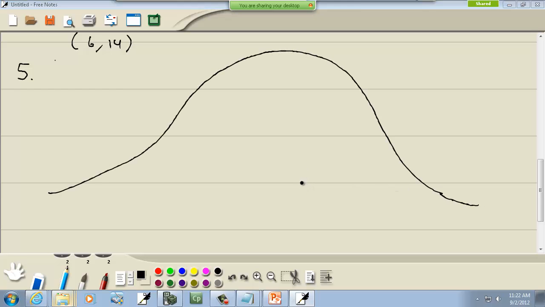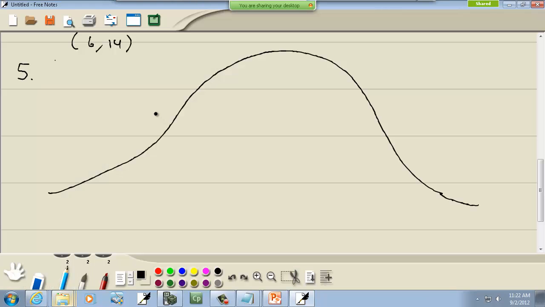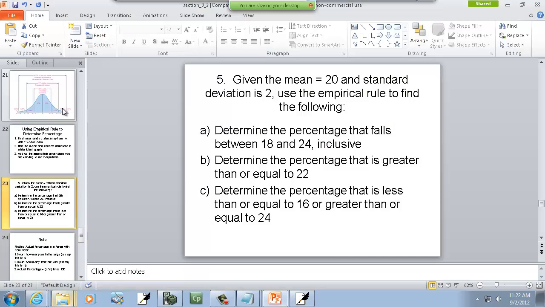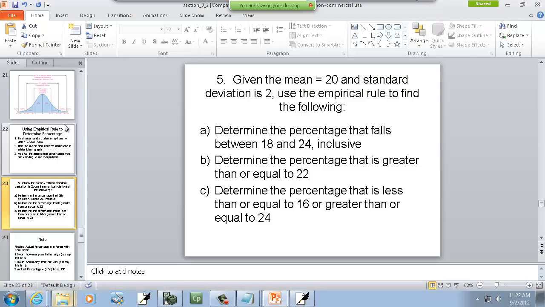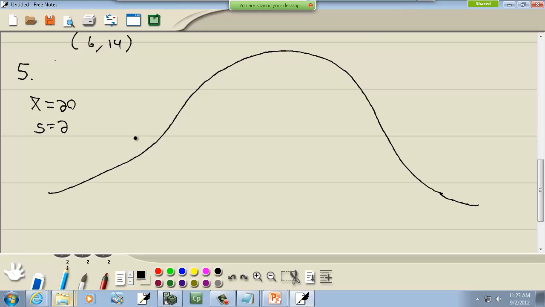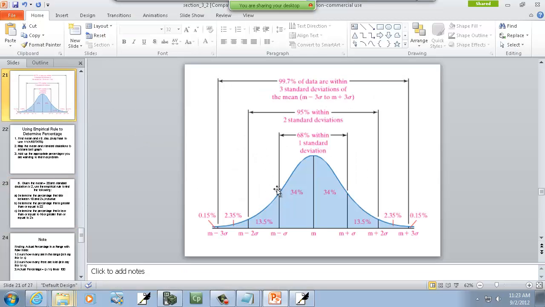Okay, given the mean equal 20 and standard deviation is 2, use the empirical rule to find the following. So mean is 20, and it doesn't specify sample or population, but just so I don't have to write a lot, we'll say it's sample. So mean is 20, S is equal to 2. It says use empirical rule, so let's go back to here.